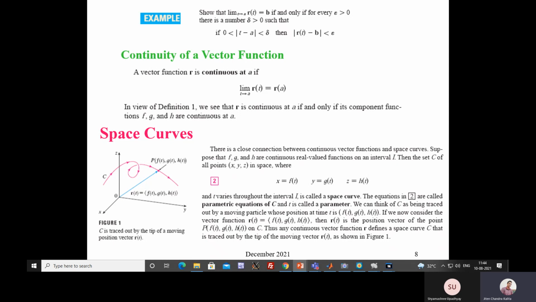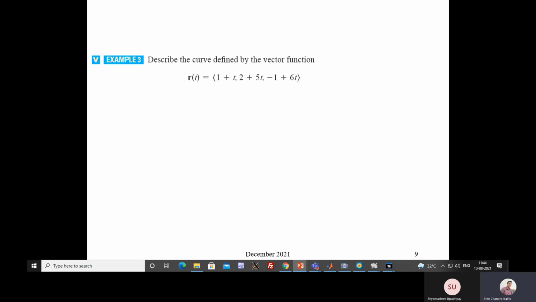First, this I have already explained to you. Okay. And see, if you look at this expression, r(t) is equal to 1 plus t, comma 2 plus 5t, minus 1 plus 6t. So what does it remind you? If you look at this expression, does it have a specific form that we learned yesterday? Straight line. Exactly. If you recall the equation of the straight line, it was in this form.